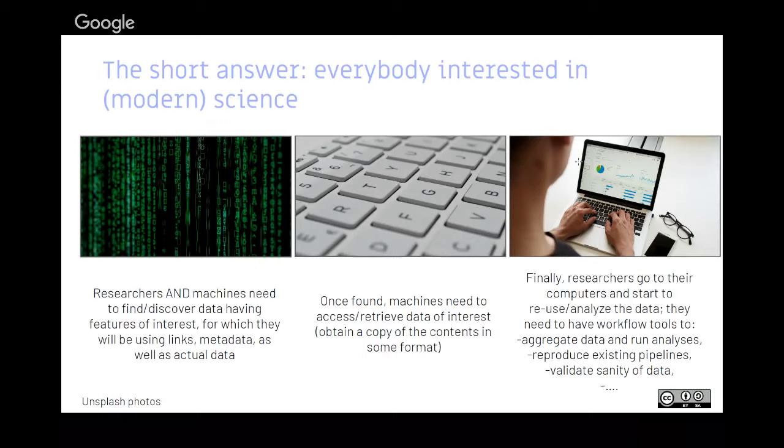So you have on one side the researchers and machines that need to discover data, having a certain amount of features of interest. So for them, we need to have links, metadata. Once the researcher knows that the machines are sitting somewhere, the machines need to have a copy of the contents in some format. And then finally, the researchers go back to their desk, they start analyzing the data. And for those, they need to have workflow tools that are capable of aggregating data, check the sanity of the data, and so on and so forth.